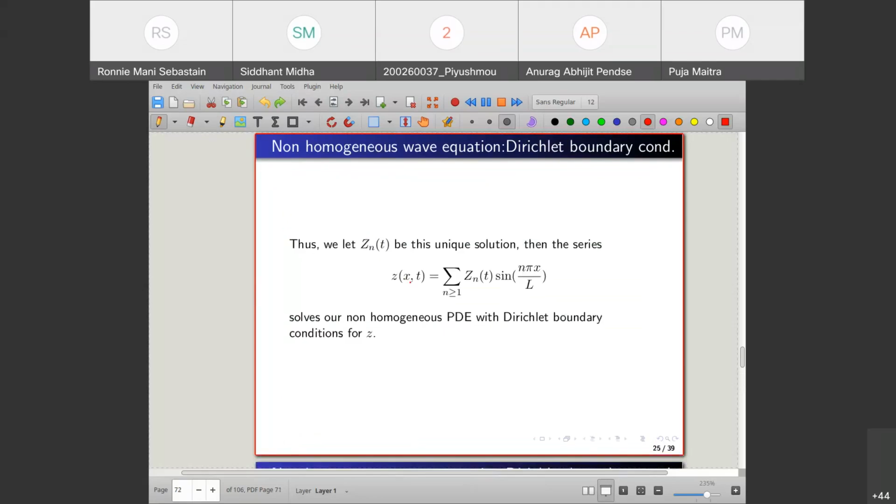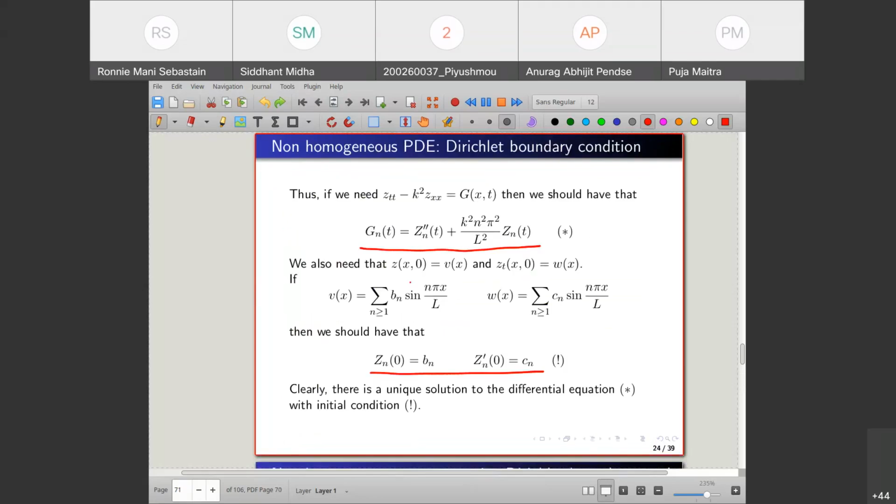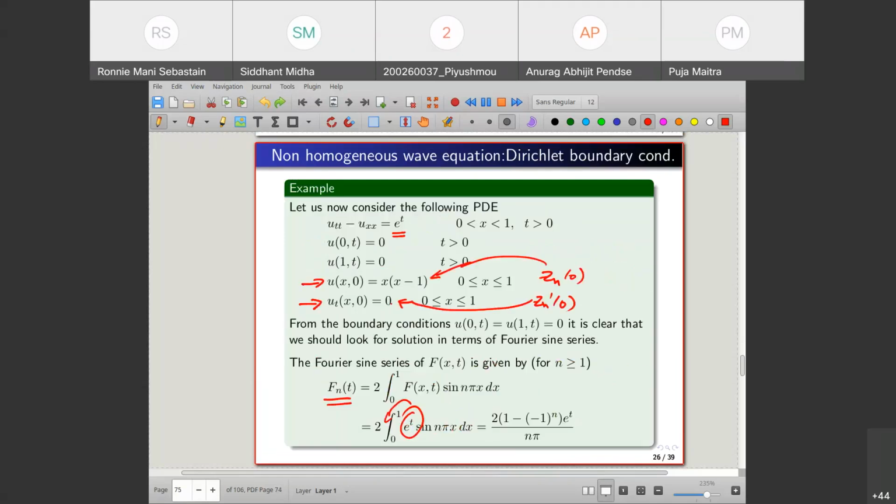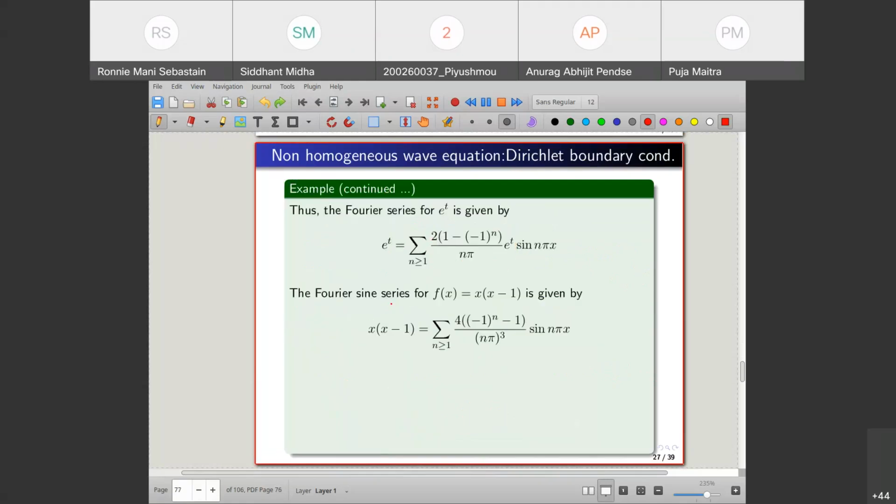Let me just go to the previous slide. The Zn satisfied this differential equation, and Zn(0) is the Fourier coefficient of this v of x, and Zn'(0) is the Fourier coefficient of this w of x. Okay, so in our case, this w of x is 0. So what do we have?